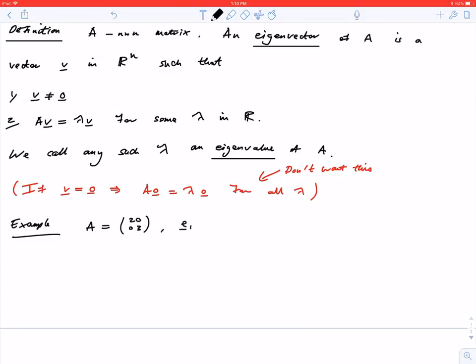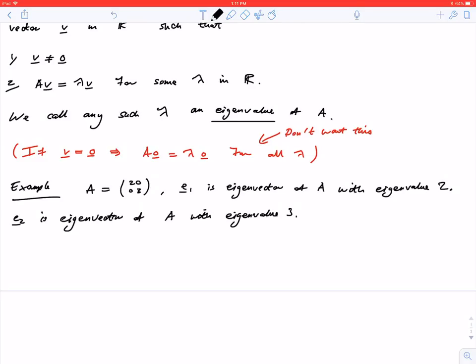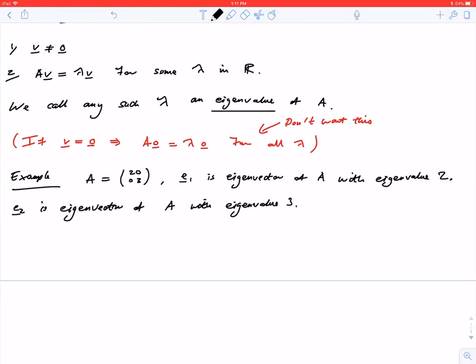Well, we saw E1 at least is an eigenvector of A with eigenvalue 2. E2 is an eigenvector of A with eigenvalue 3. In fact, you can probably guess what the general case of this type of thing is. But first, before I do that, I need to single out what's special about this matrix A.